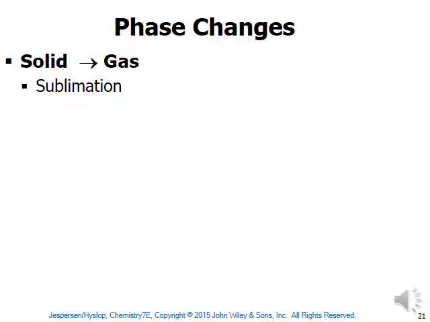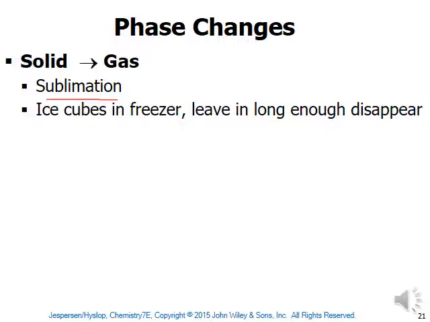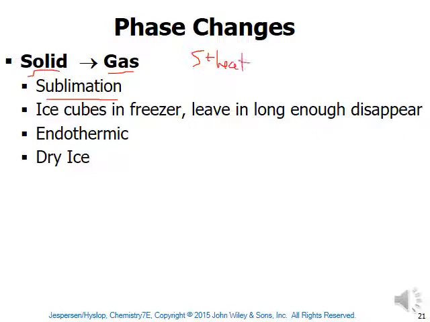Solid to gas, sublimation. Okay, for instance, if you've ever opened a freezer and you see vapors coming out of it, the reason is that some of the solid has turned into gas. So it doesn't turn into a liquid first. It goes right to a gas. That's called sublimation. It's an endothermic process. Again, you need to add heat. Where does the heat come from? Well, the heat comes from the surroundings.